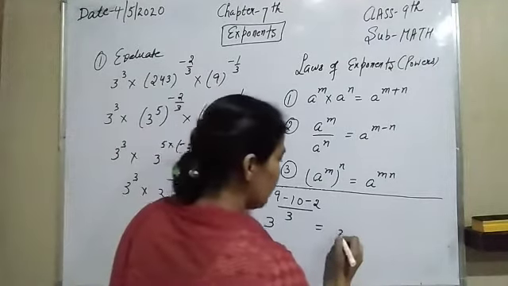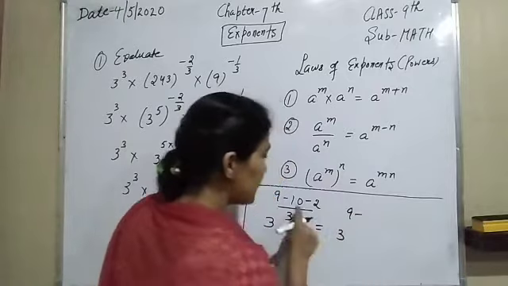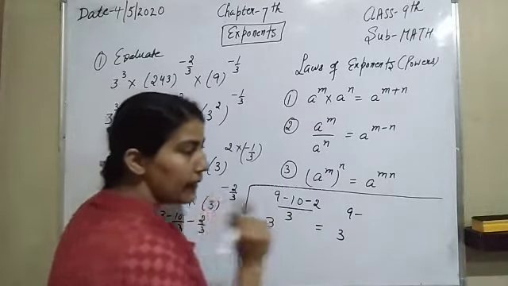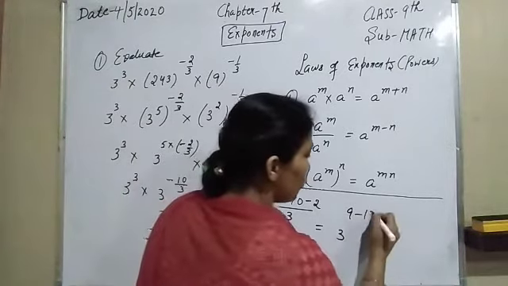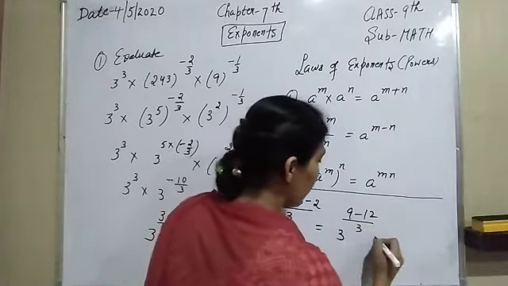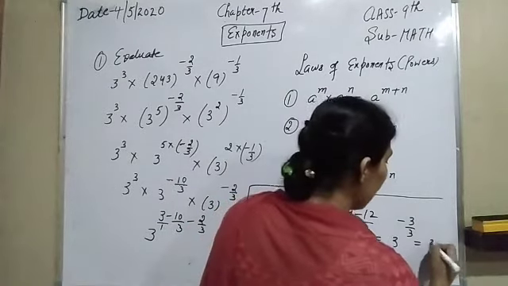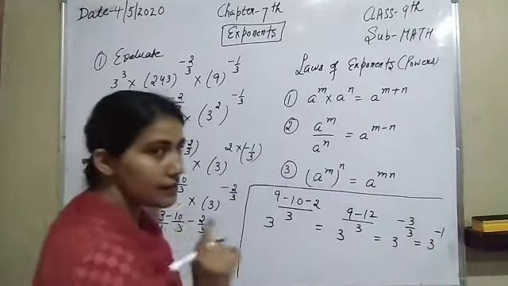Now it becomes 3 raised to power. Here is 9 minus... both negatives are added, and we have to take the negative symbol. 10 and 2, that is 12 by 3, and here is 9 minus 12, that is minus 3 over 3. That means 3 raised to power minus 1.